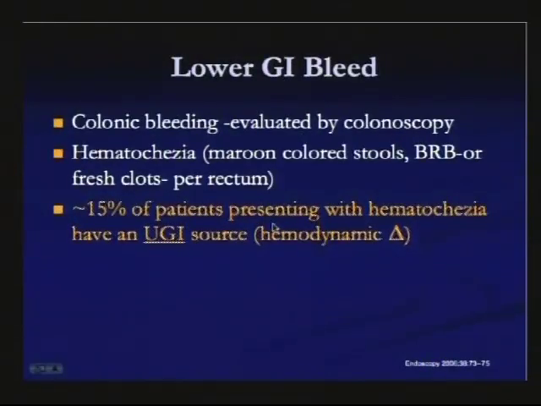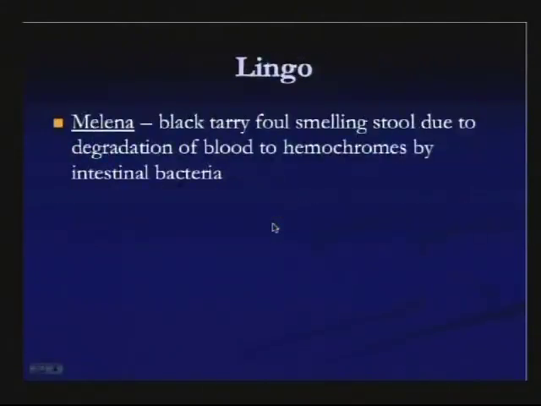So lower GI bleed, it's most commonly colonic bleeding evaluated by colonoscopy. It's usually beyond the ileocecal valve, so from the cecum distally. Patients usually present with hematochezia, maroon stools, bright red blood per rectum, and sometimes, up to 15% of patients presenting with hematochezia have an upper GI source. And that's why when patients come to the unit and have red blood per rectum, we consider doing an upper endoscopy on them for this particular reason.